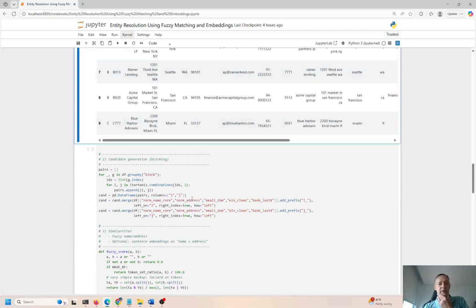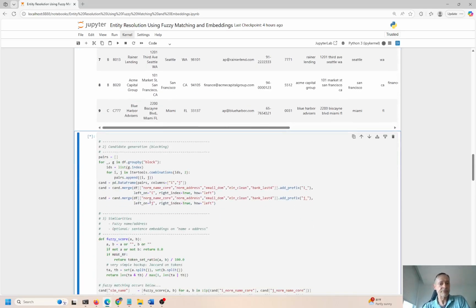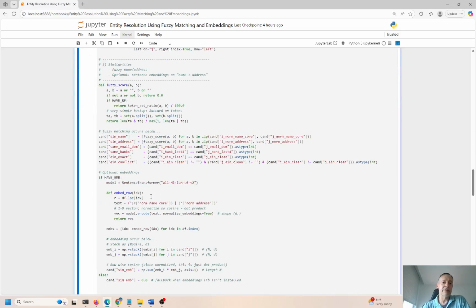It can't figure out what needs to be done. So we're going to do some cleaning on the data, Control Enter to run this. Okay, once the data is cleaned up and we're looking for the fuzziness of the score, that's what these records are here for, and the embeddings occur here. So remember, we're doing two things. We're doing fuzzy matching and embedding.